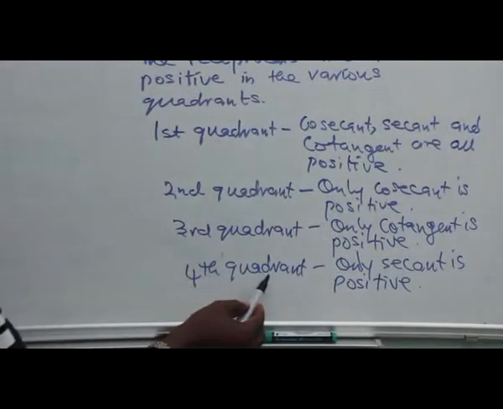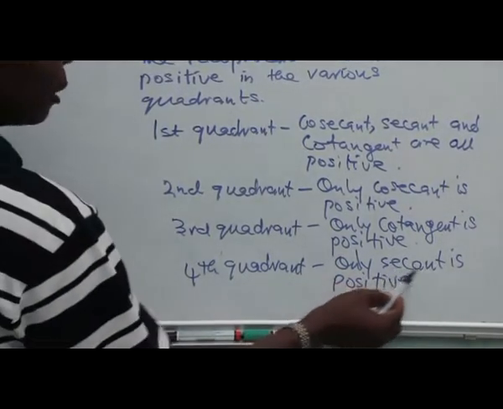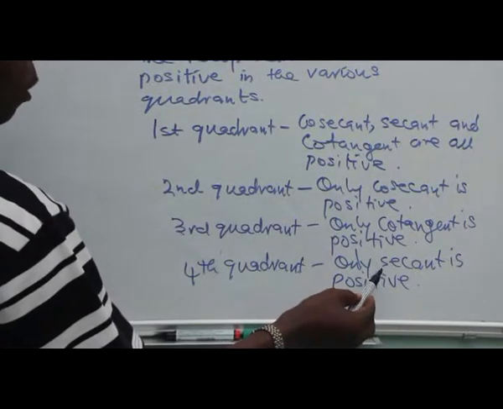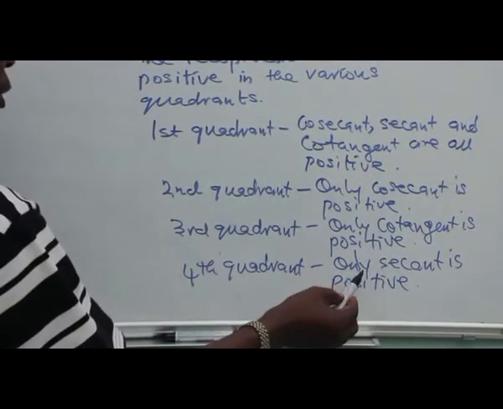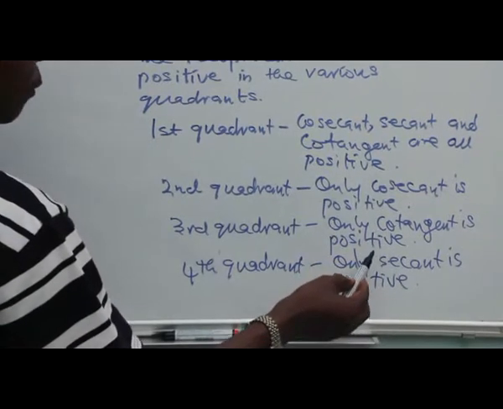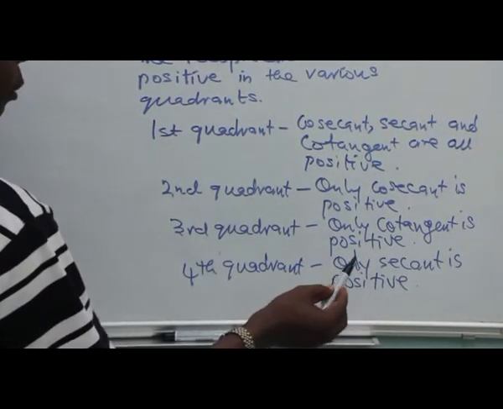Then the fourth quadrant, only secant is positive. Secant is the reciprocal of cos, or cosine. So cosine is positive in the fourth quadrant, so also is the reciprocal of cosine, which is secant. It's also positive.